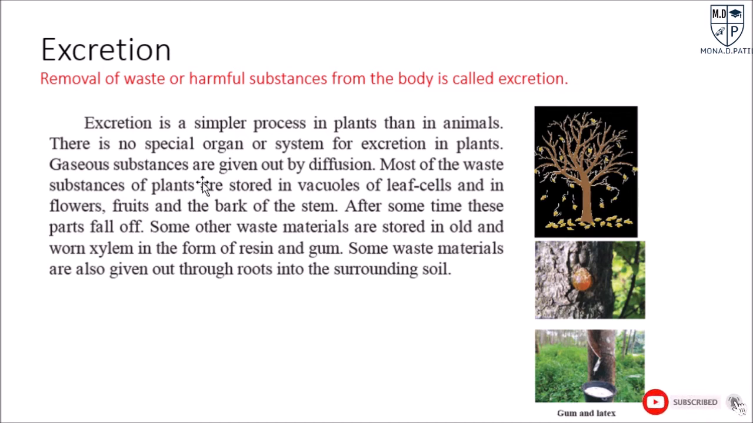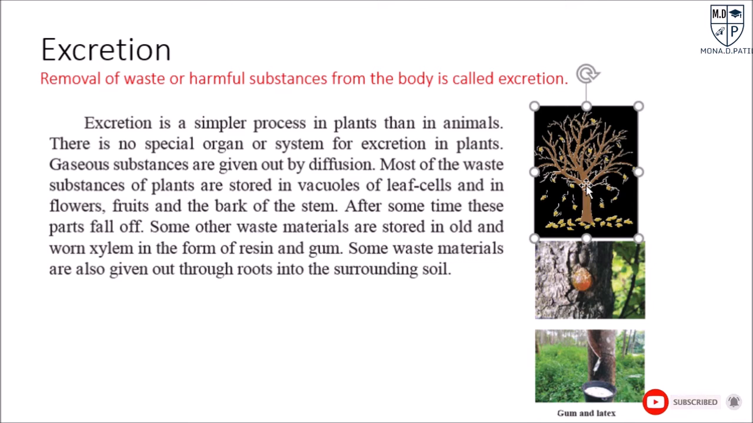Now here, excretion in plants. Okay, so excretion is a simpler process in plants than in animals. There is no special organ or system for excretion in plants. So gaseous substances are given out by diffusion. Most of the waste substances of plants are stored in the vacuoles of leaf cells. So vacuole is a cell organelle in the cell, and you have studied that in the previous chapter.